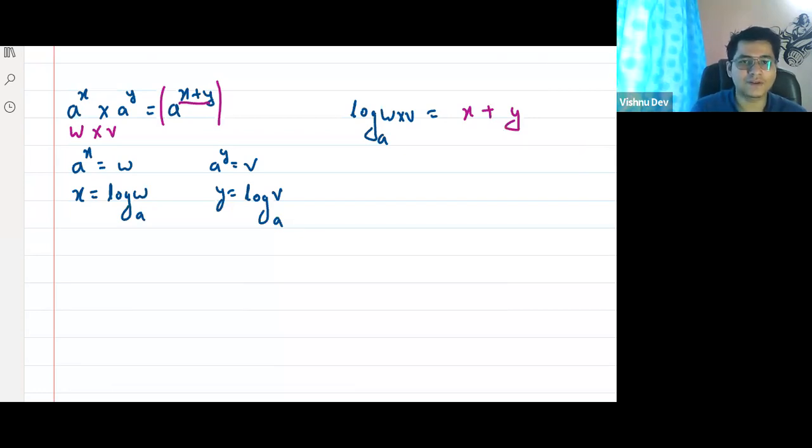Shivansh, I have considered a to the power x as w, right? I have assumed this. Right? I have written it as w. And I have considered a to the power y as v. So this is w into v. So the power of this, the power of this, and this is equal to this. So what is the power of this?